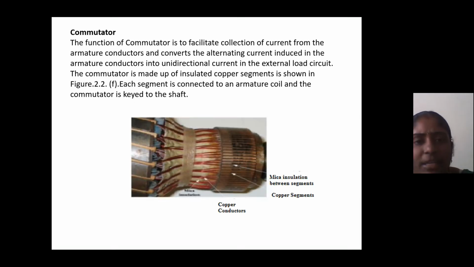So finally the commutator. The function of the commutator is to facilitate collection of current from the armature conductors and convert the alternating current induced in the conductors into unidirectional current. The commutator is made up of insulated copper segments, which helps to improve the efficiency. Each segment is connected to an armature coil. The commutator is keyed to the shaft.